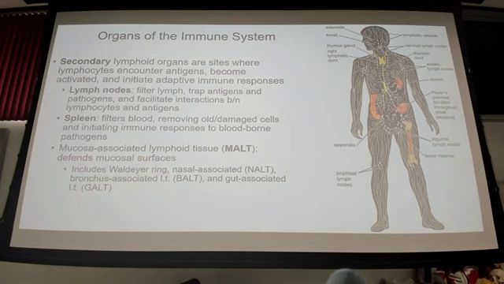Cervical, axillary, in the armpits, and inguinal, in the groin. You have tons and tons. So when you get sick, especially cervical lymph nodes, if you've ever felt those swell up and you have some lymphadenopathy, those are lymph nodes that are having an influx of immune cells, and an immune response is being mounted at that time. So that's what those lymph nodes do.